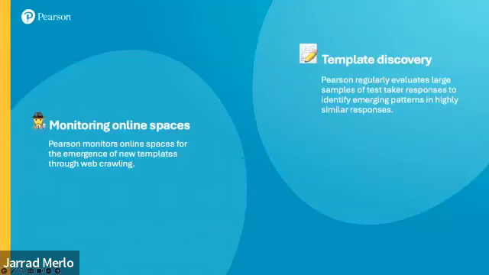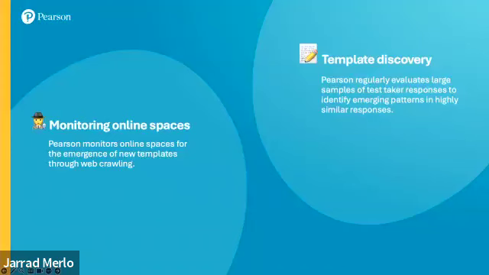Okay, let's talk about how this all comes about. How does Pearson actually monitor this space? And I think it's worth understanding this. So Pearson has a system in place to detect templates, and it works in two main ways. First of all, Pearson monitors online spaces like Facebook groups, message boards, and YouTube videos, and they use web crawlers, things that scrape the internet, that constantly search for templates that are being shared. So if a test taker thinks they've found a template, Pearson's already identified it.